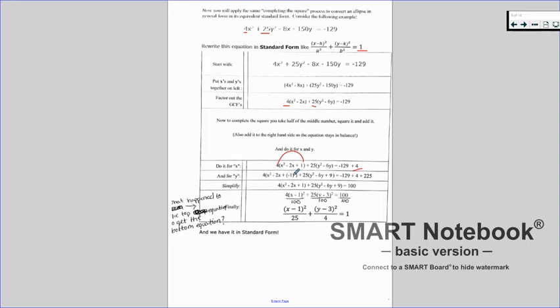So there it is with the x's. Now let's look at the y. -6 divided by 2 would be -3. 3 squared would be a 9. So we're going to add 9. But it's really 25 times 9. So we have to add 225.